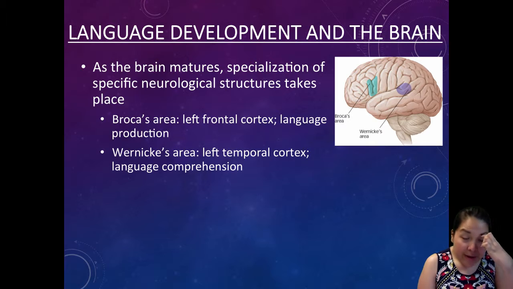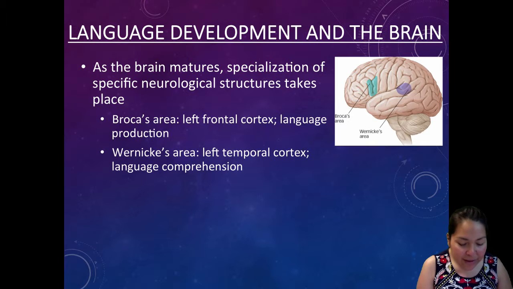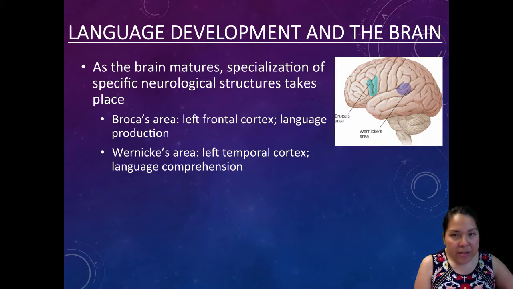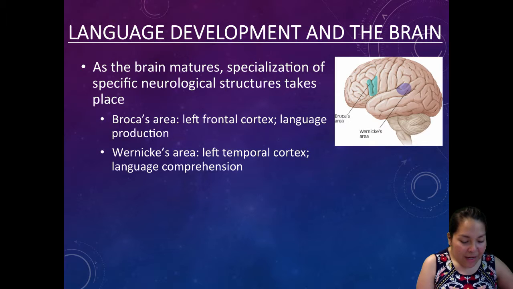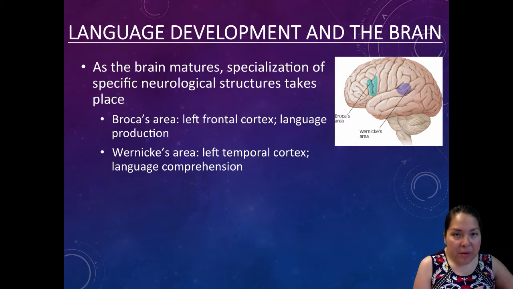So Broca's area is in the left frontal cortex and is responsible for language production, so production of sequential patterns in vocal and sign languages. This area was named after Paul Broca, who first reported on speech problems resulting from damage to the left frontal cortex.